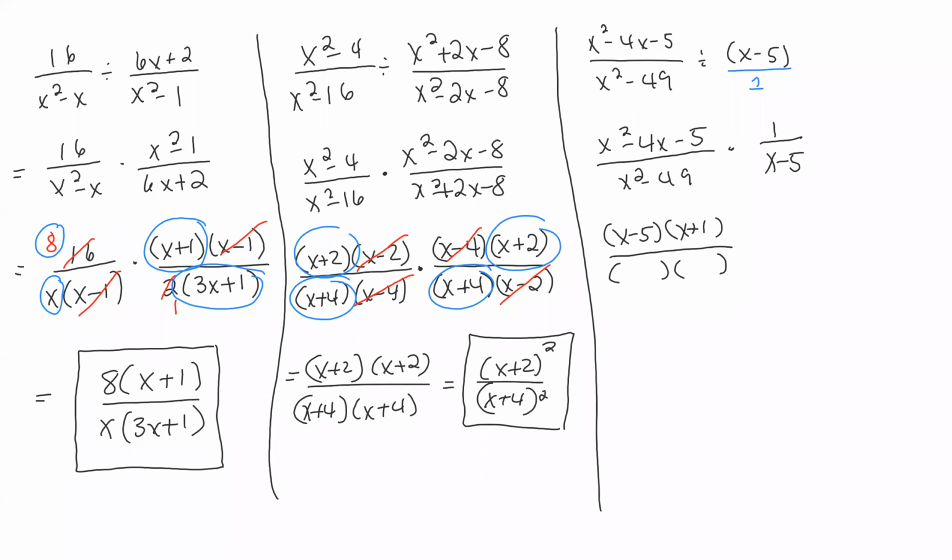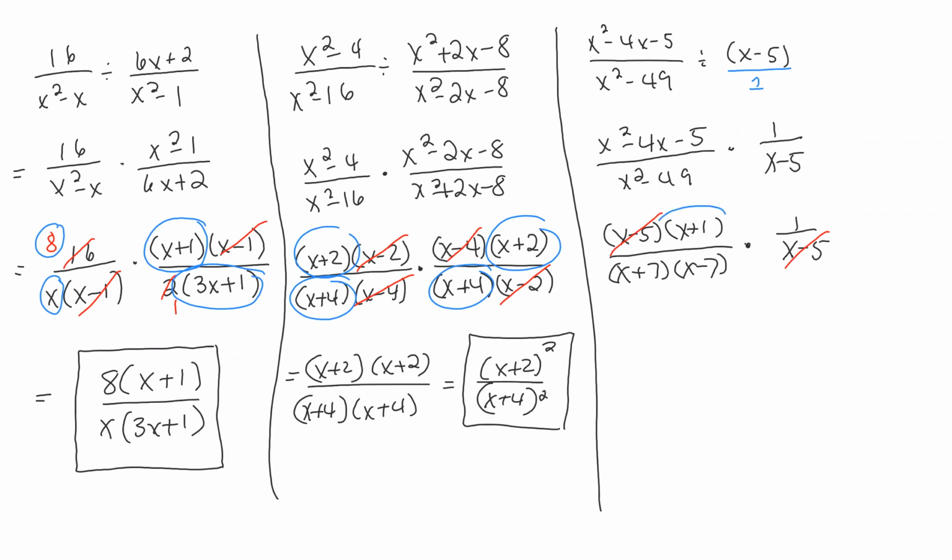And basically what we're going to do is take the square root of x squared, which is x, and then we're going to take the square root of 49, which is 7, and we're going to add those square roots and then subtract those square roots. And then the second expression, 1 over x minus 5, is just 1 over x minus 5. Nothing there can factor. So at this point, I want to look to see if anything will cancel. And the only thing that's going to cancel is an x minus 5.